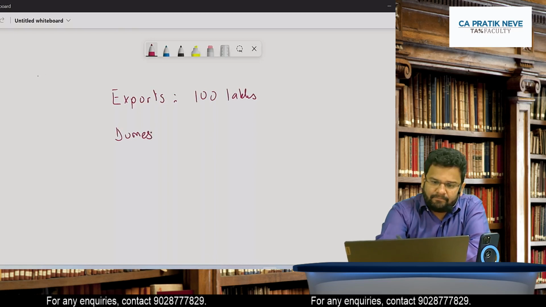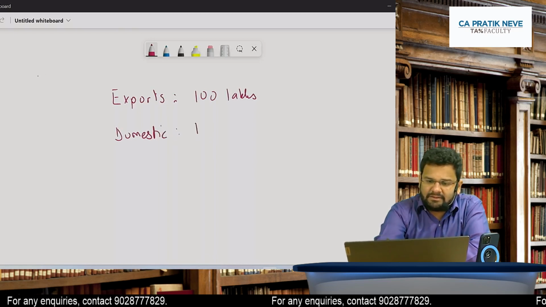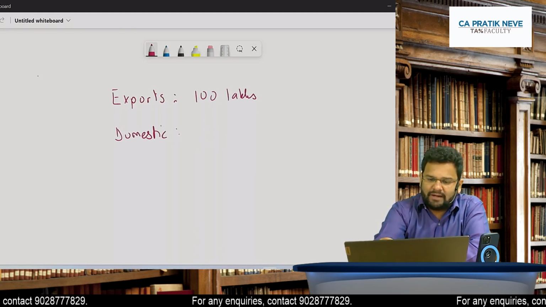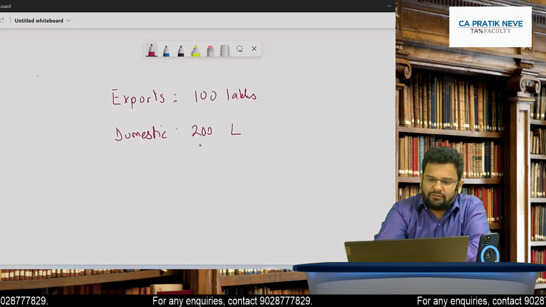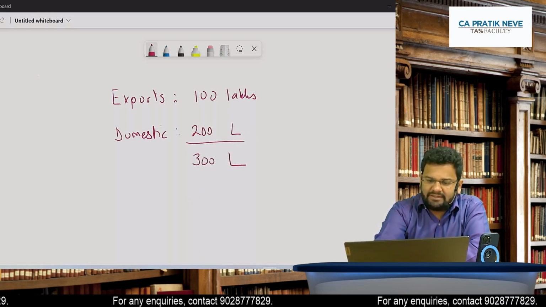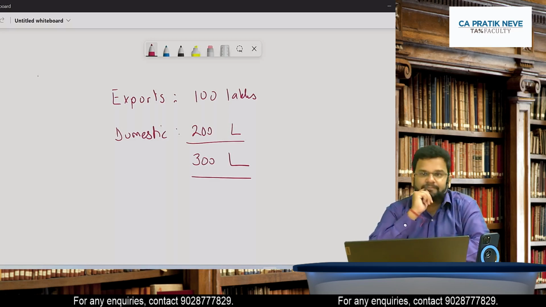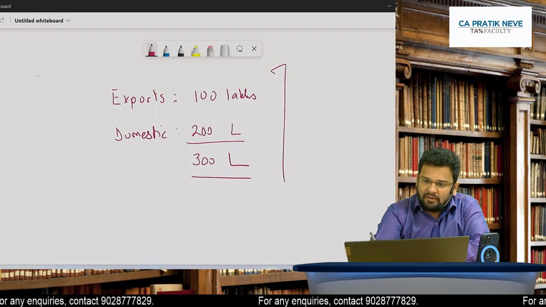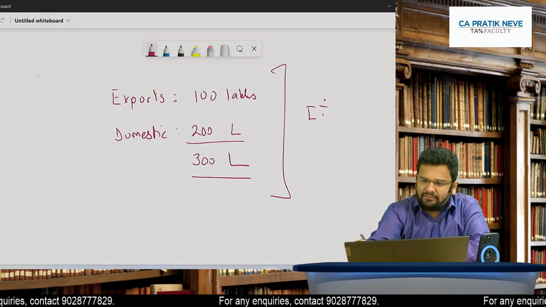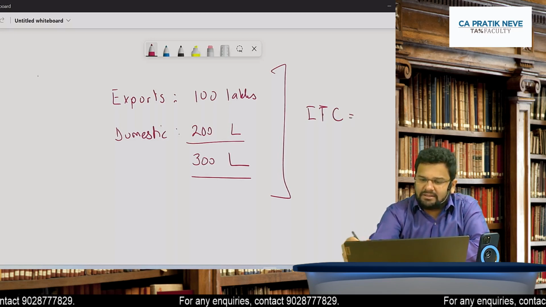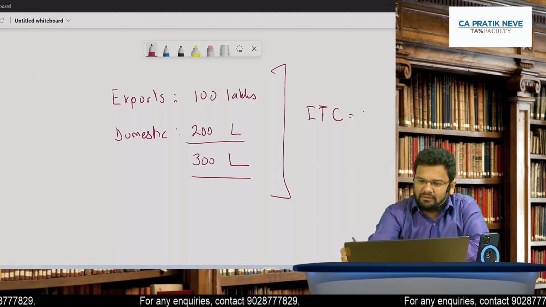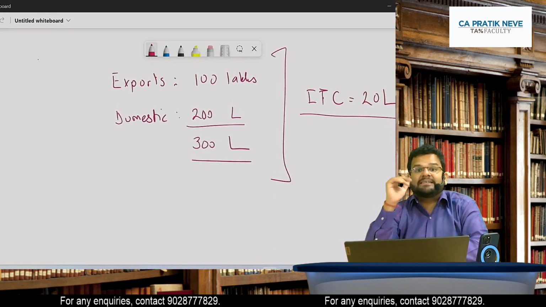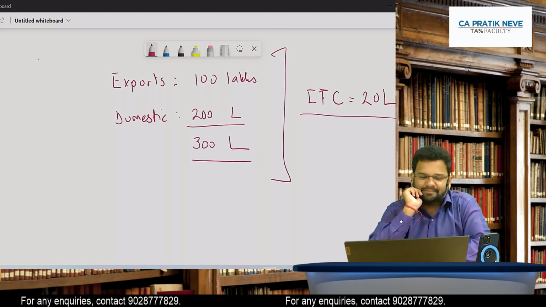His domestic supplies are 150 lakhs, or say for simplicity let's take it 200 lakhs. So calculation will be easy. So do you agree his aggregate turnover is 300 lakhs? Yes. Now what happens is his total ITC is say rupees 20 lakhs. Now how much do you think is maximum refund that he can claim?